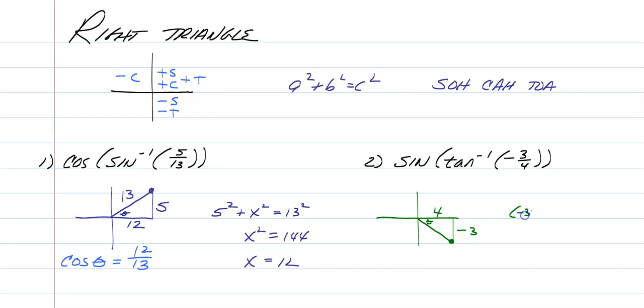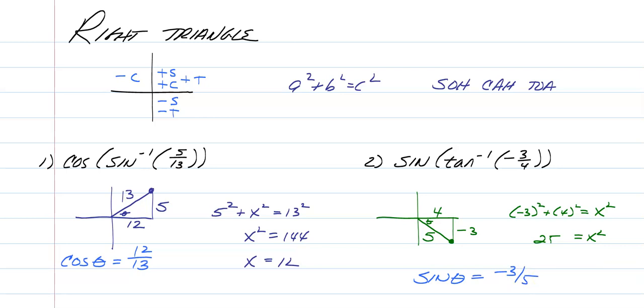So we have negative 3 squared plus 4 squared equals x squared. That's going to give us 25 is equal to x squared, so our hypotenuse is 5. So when we're working over here, the sine of theta is opposite over the hypotenuse, which is negative 3 over 5. And remember, sine is negative down there, so it makes sense that we have a negative answer.